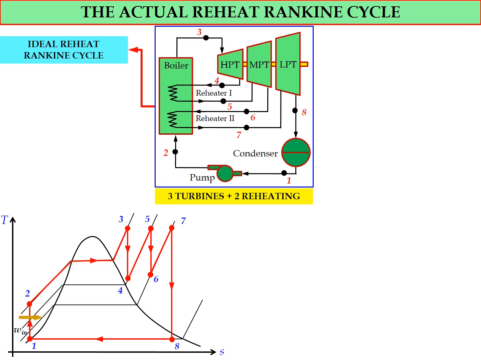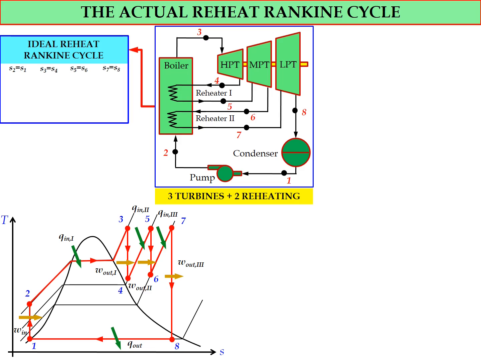And in terms of energy, we need to supply W in at the pump. We will have Q in number 1 at the boiler, Q in number 2 during reheating process number 1, and Q in number 3 during reheating process number 2. Because we have 3 stages of turbine, we have 3 W out: W out number 1 at the high pressure turbine, W out number 2 at the medium pressure turbine, and W out number 3 at the low pressure turbine. And we have 1 Q out at the condenser.